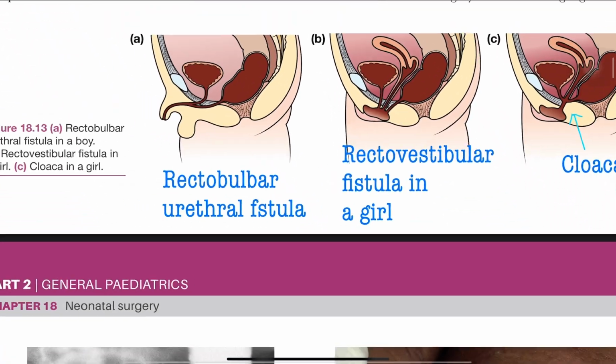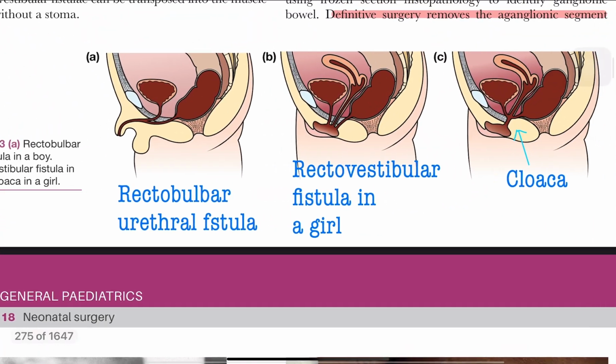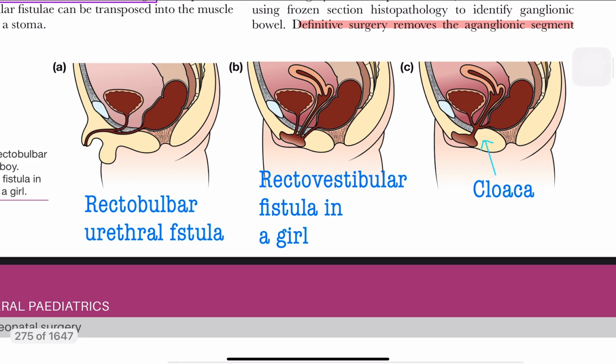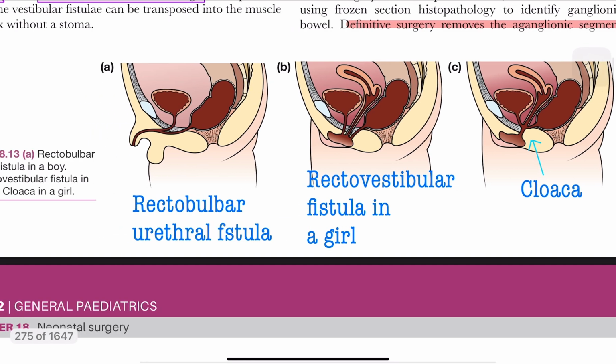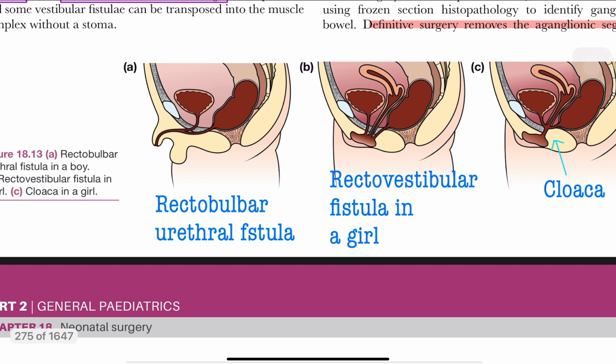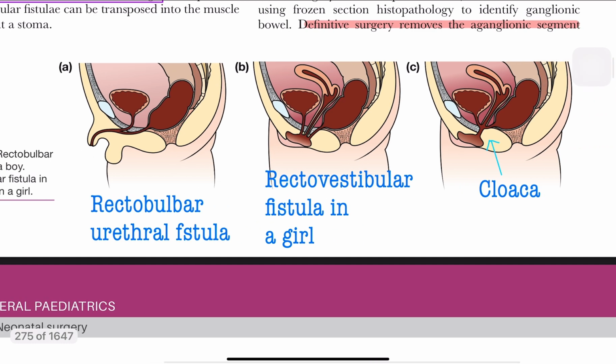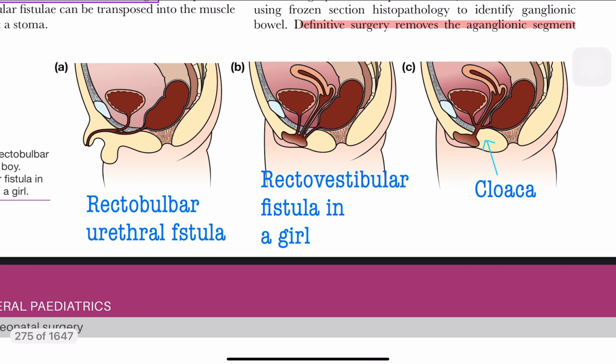So in Bailey we will look for this picture only. Suppose you are seeing the vagina, so we are talking about the female. In females there are only two conditions: one is cloaca and the other is rectovestibular fistula.